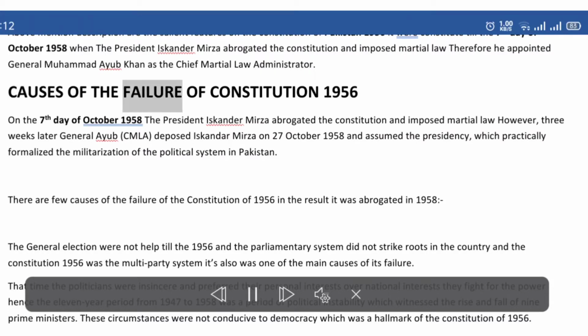Causes of the failure of Constitution 1956. On the 7th day of October 1958, President Iskandar Mirza abrogated the Constitution and imposed martial law. However, 3 weeks later General Ayub, the CMLA, deposed Iskandar Mirza on 27 October 1958 and assumed the presidency, which practically formalized the militarization of the political system in Pakistan. There are a few causes of the failure of the Constitution of 1956. As a result, it was abrogated in 1958.